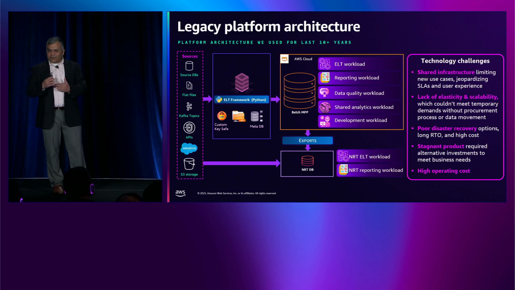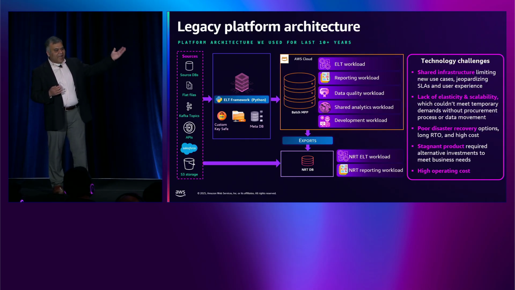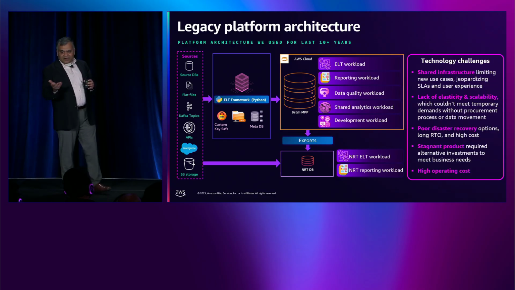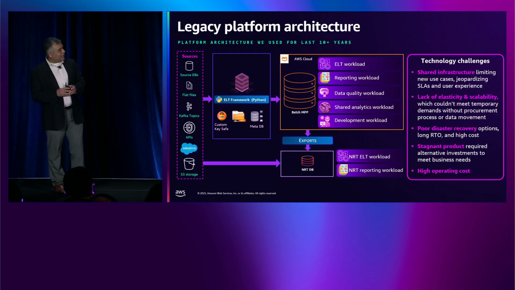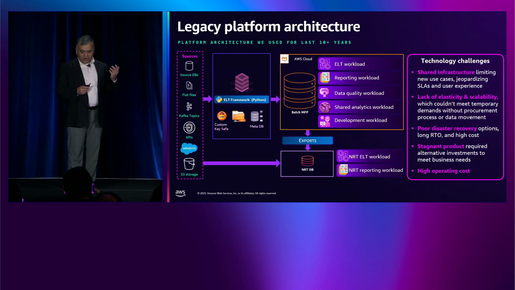So you can see a lot of duplication and a lot of inefficiencies here in terms of multiple pipelines for batch processing versus near real-time processing, and a lot of issues that you see in a monolithic data warehouse environment where you have shared resources, multiple workloads competing for similar resources, missing SLAs as a result of that, not having the elasticity and scalability that their business requires when events like the Super Bowl or a new Netflix show come out, those kinds of things. And then poor disaster recovery options, high operating cost, and things like that.